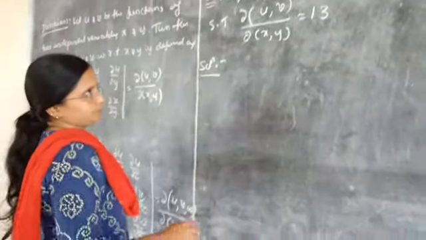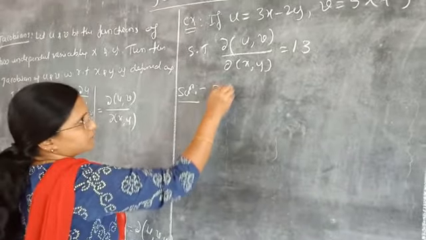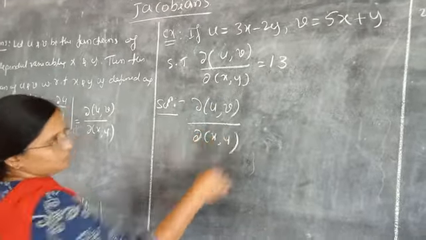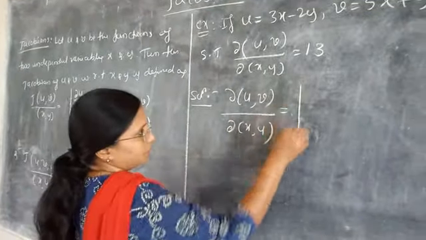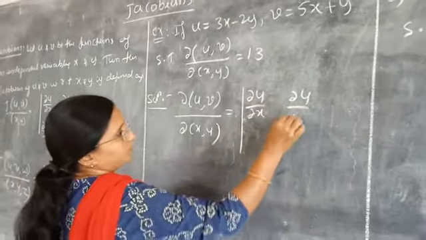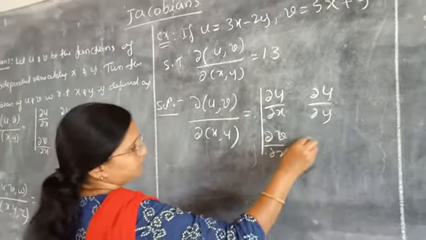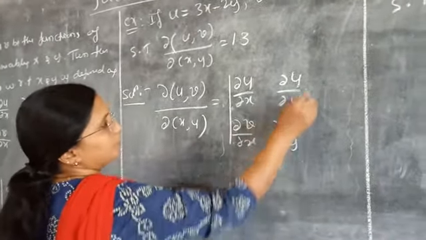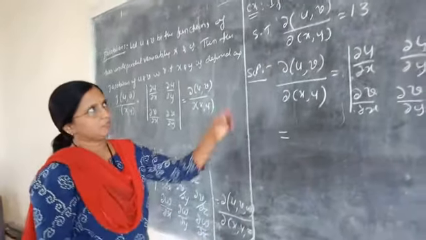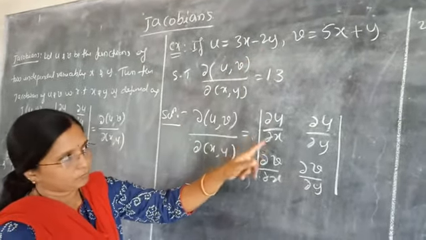Let us take the solution. Here we know the definition of the Jacobian. We know that dou of u, v divided by dou of x, y is equal to the determinant of dou u by dou x, dou u by dou y and dou v by dou x, dou v by dou y. Here u is given, u is 3x minus 2y. Dou u by dou x.